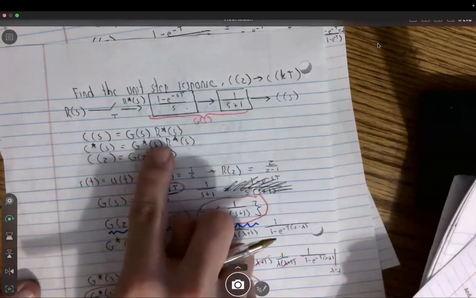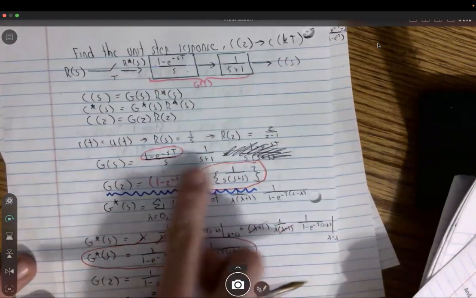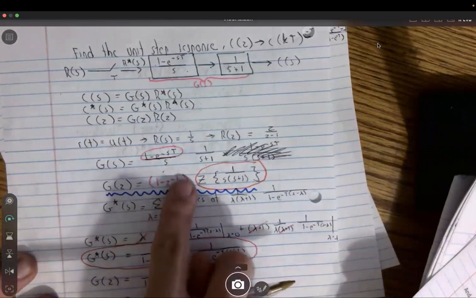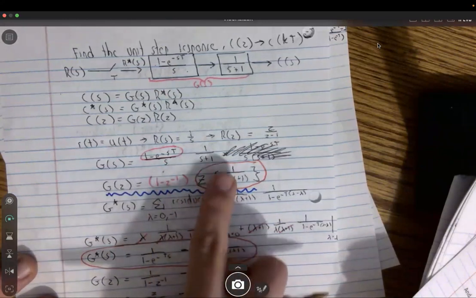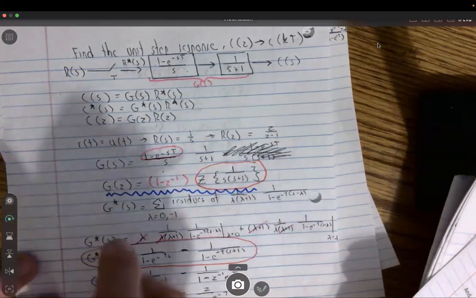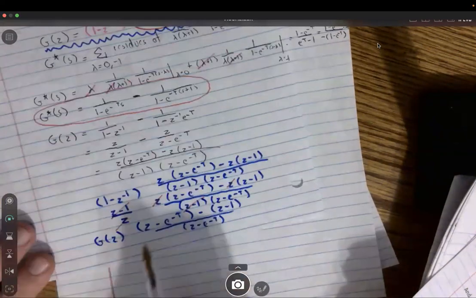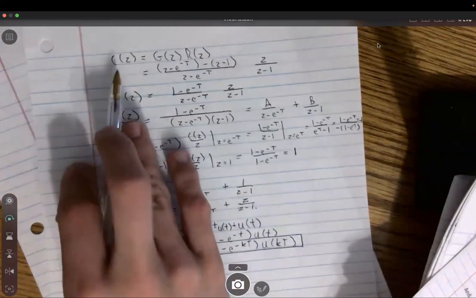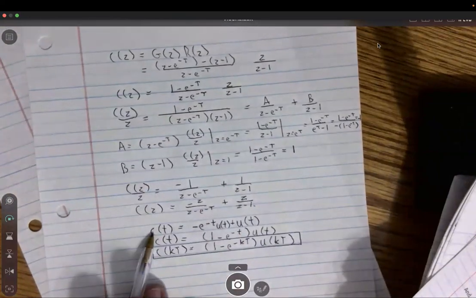For the C star of S, we were going to have to find our G star of S. And so knowing our G of S, we could find it. We know in order to find a G of Z, you just have to take 1 minus Z to the -1, and then you have to do your plant transfer function over S. And then we found what our G of Z was. Then multiplying that by R of Z, we're able to solve for C of Z. Then taking the inverse Z transform, we can get our C of T.